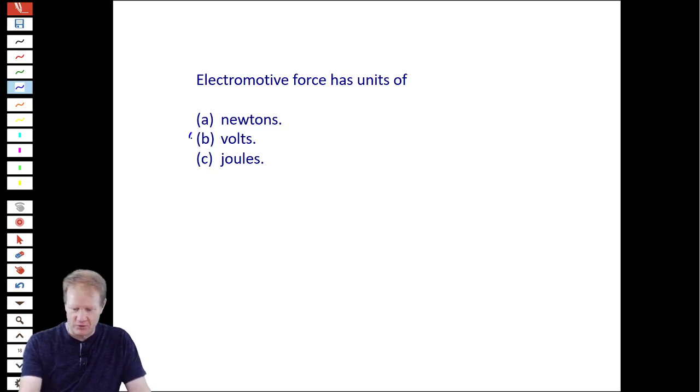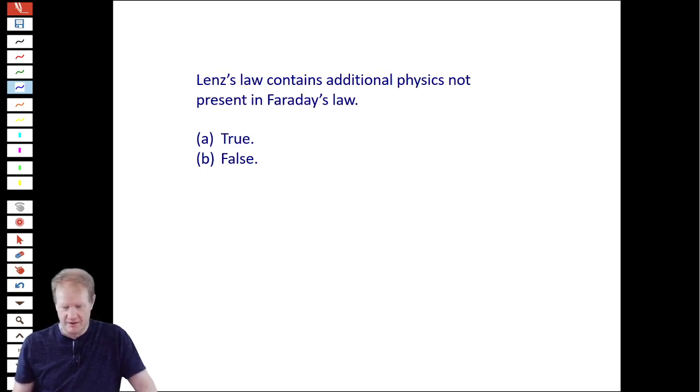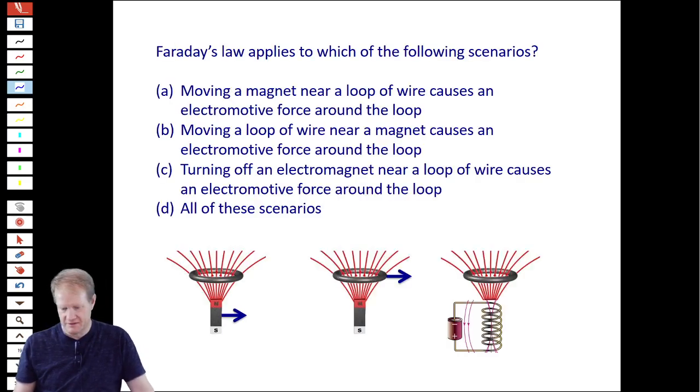And the answer is volts. Of course, electromotive force and potential and volts are all synonyms for the same thing. We probably should just have one word, but everybody uses all three of those interchangeably, and the other ones sound wrong, but it means volts. Lenz's law contains additional physics not present in Faraday's law, and that is false. This is part of Faraday's law. Its only purpose is just to help you get the sign right for Faraday's law.